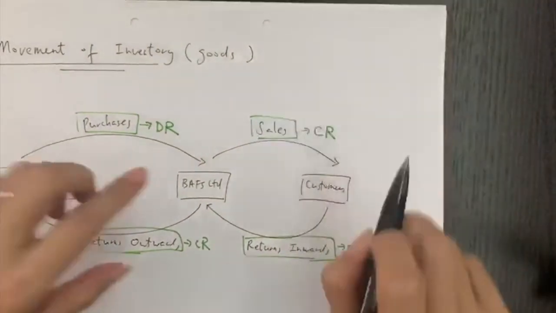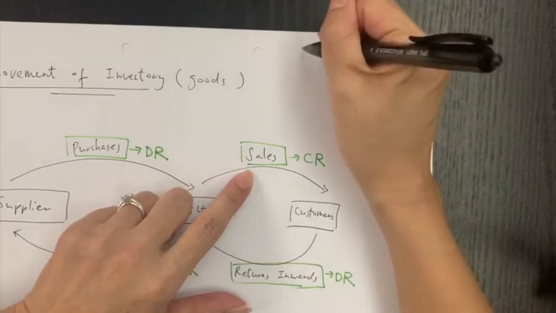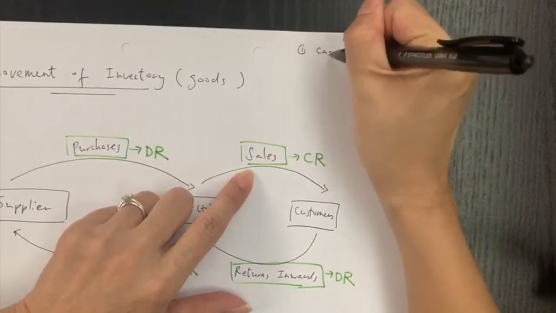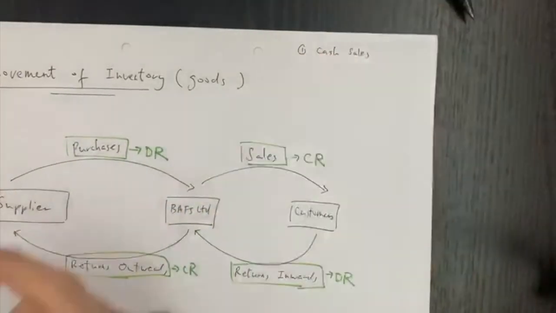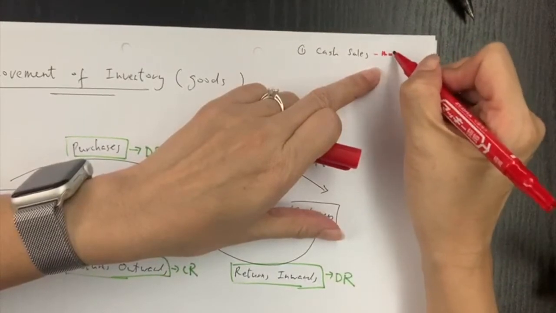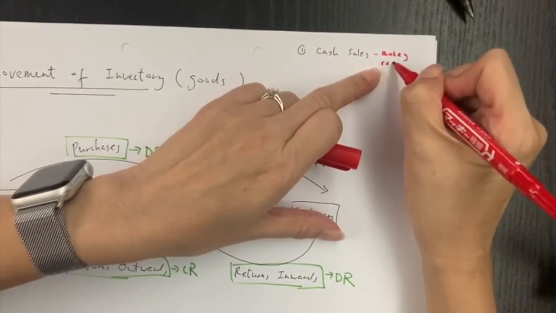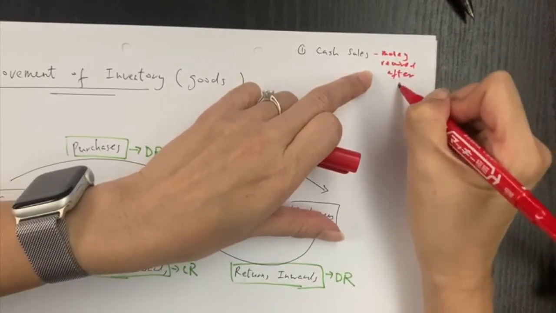Now we look at sales. Let me tell you that there are two kinds of sales. One is cash sales. Cash sales means money received after sales.